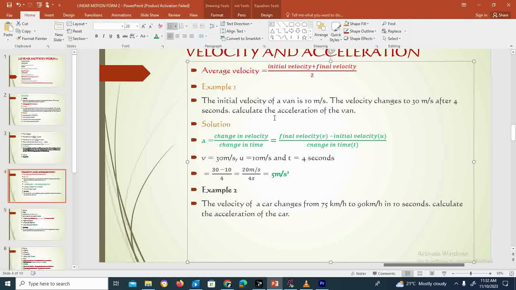Final velocity is usually abbreviated V, 30 meters per second. Initial velocity is abbreviated with a small letter u, and it is 10 meters per second, and the time is 4 seconds. So the acceleration will be 5 meters per second squared. In this example, the velocity of a car changes from 75 kilometers per hour to 90 kilometers per hour in 10 seconds. Calculate the acceleration of the car.